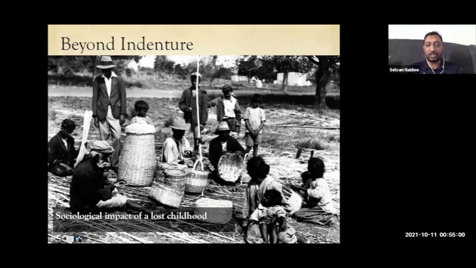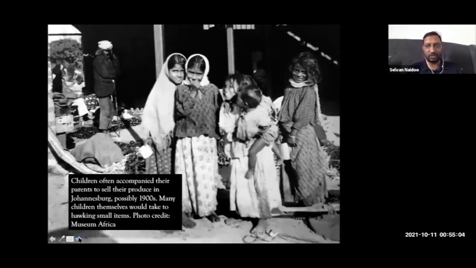The sociological impact beyond indenture is one of the focuses of my paper, and it speaks to how child labor continued. In this instance, children often accompanied parents to sell fresh produce, and not just in Durban, but in Johannesburg as well, where many of the hawkers and traders had settled. Here we see children themselves would take to hawking small items and so on.